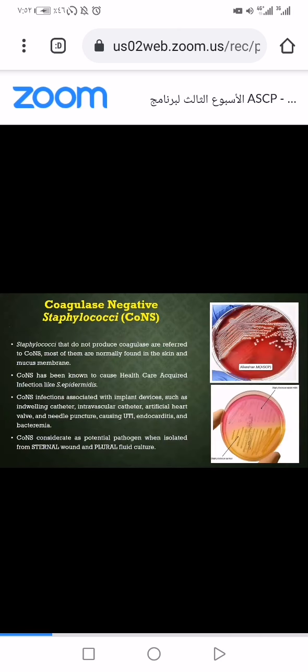Next slide. Can you go back, please? You can use the mannitol salt agar to differentiate between the Staphylococcus species. As we mentioned there, Staph aureus will grow as yellow colonies. Staph other than aureus will grow as pink colonies.